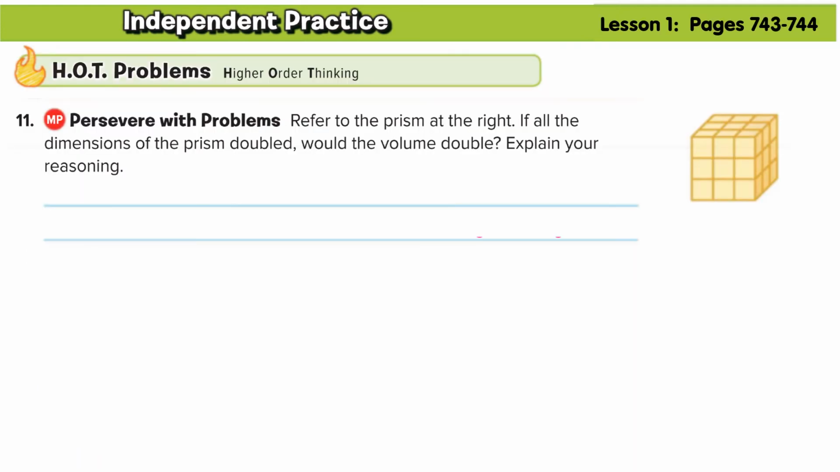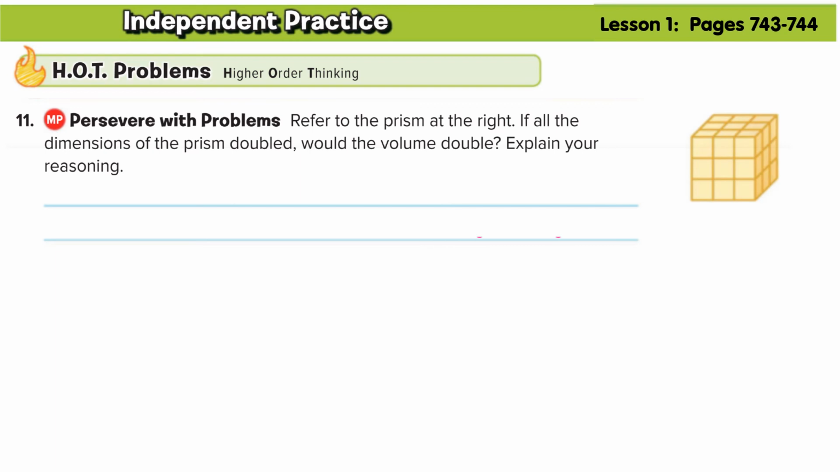Persevere with problem solving. Remember the prism at the right. If all of the dimensions of the prism doubled, would the volume double? Explain your reasoning. All right, so what we're saying is that we're going to increase each side by a factor of 2. What would that do to the volume?